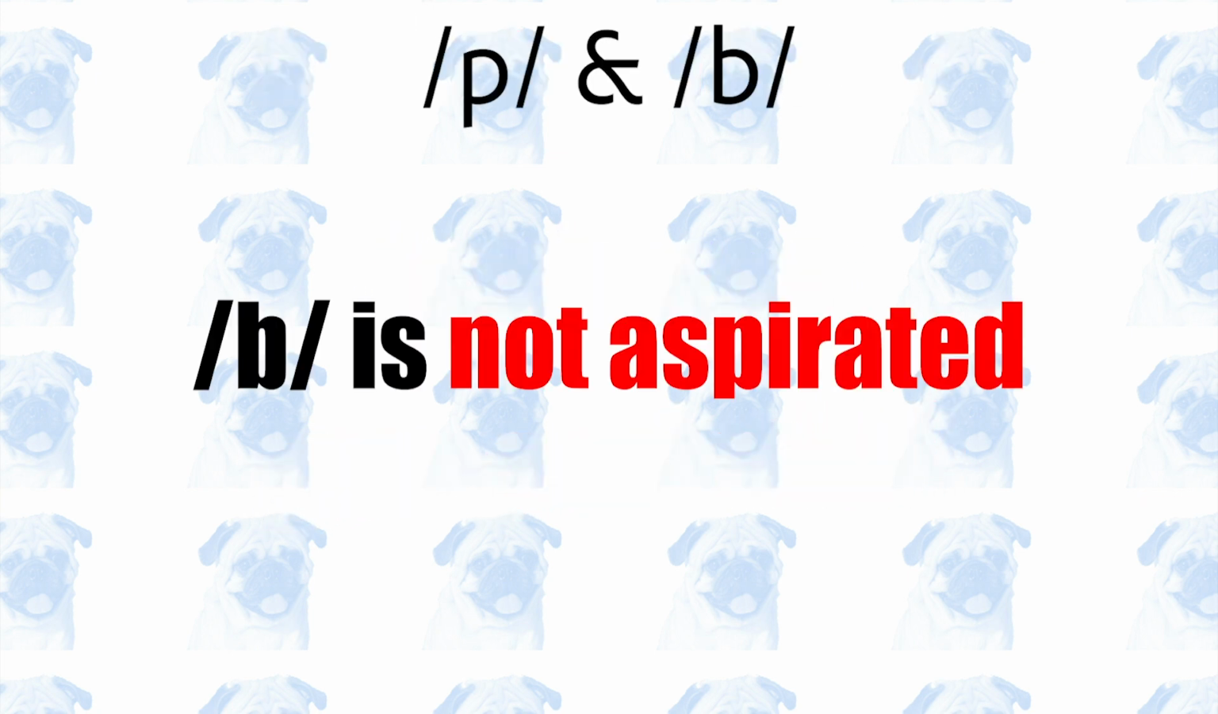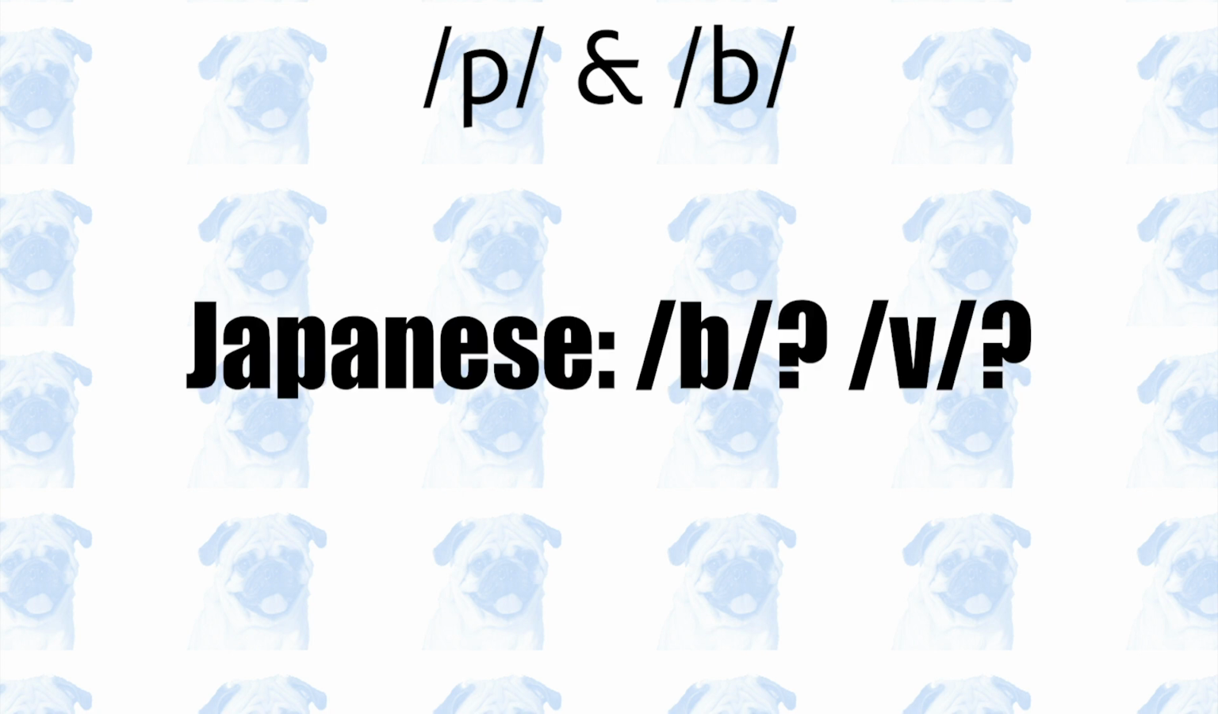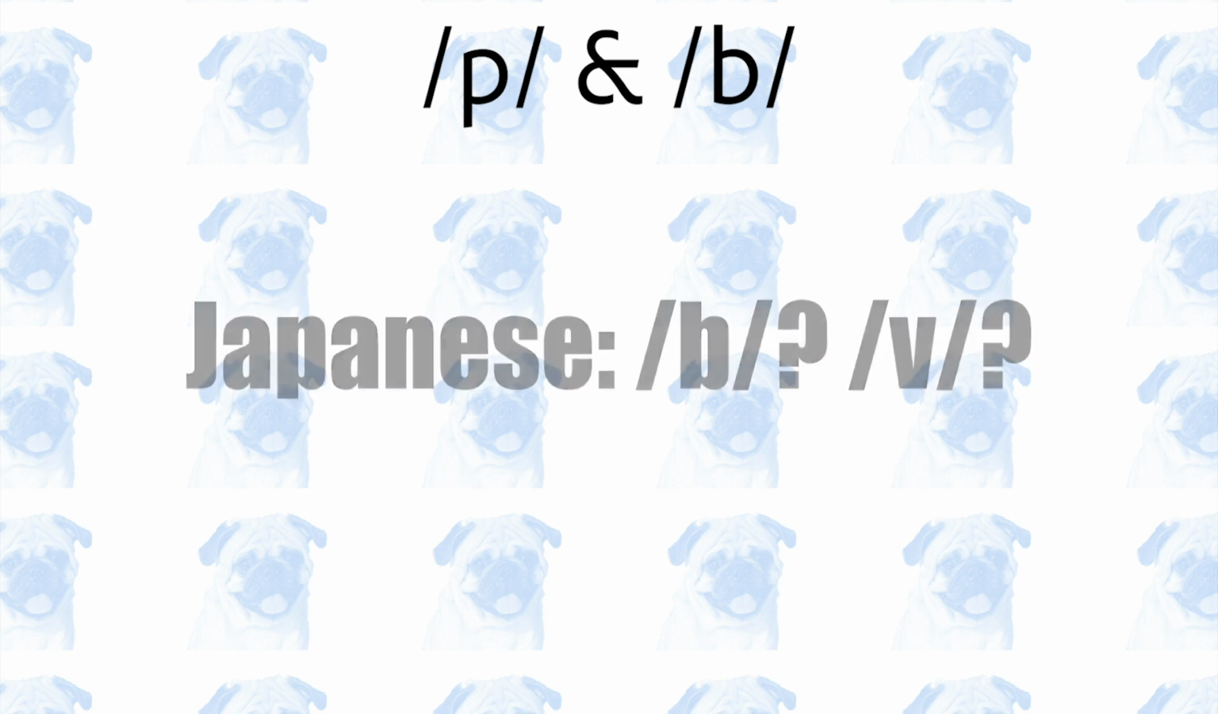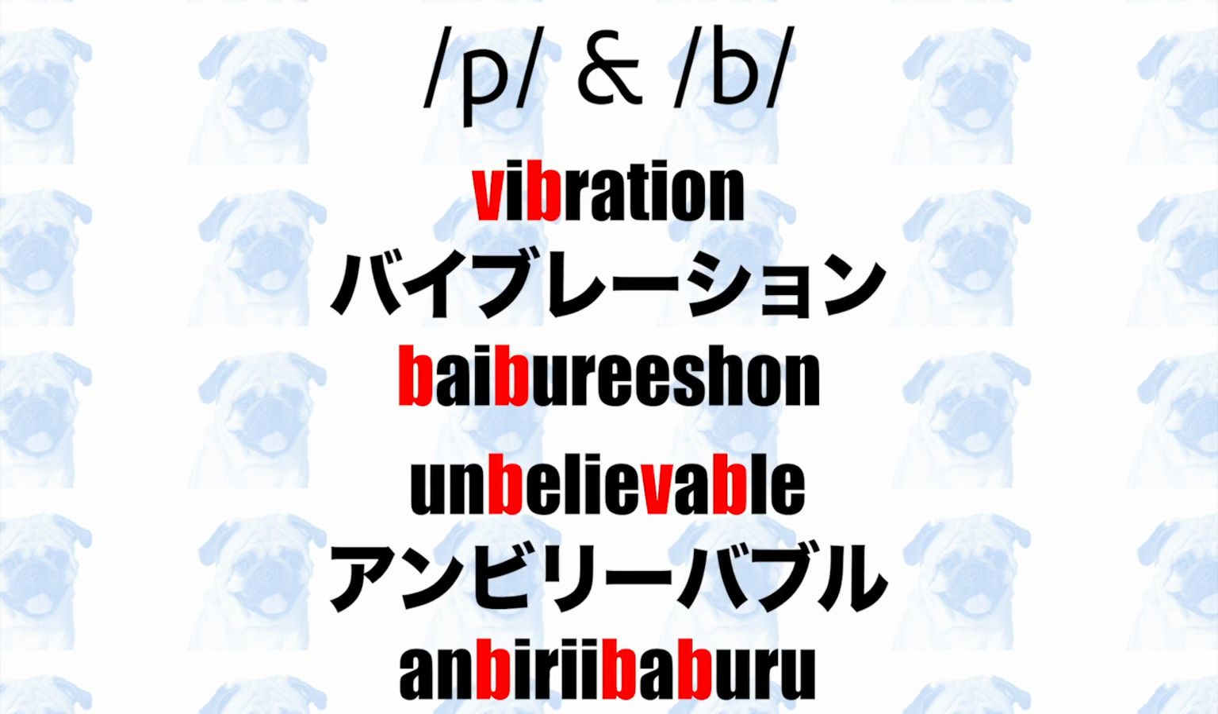On the other hand, ba in both languages is not aspirated, so ba sounds pretty much the same. Therefore, Japanese speakers shouldn't have too much trouble pronouncing this sound. One thing to note about ba, however, is that because there is no distinction between ba and va in Japanese, Japanese speakers tend to confuse ba with va and vice versa. So when you are trying to imitate the Japanese accent, it would be effective to replace v's with b's sporadically, as in vibration and unbelievable.